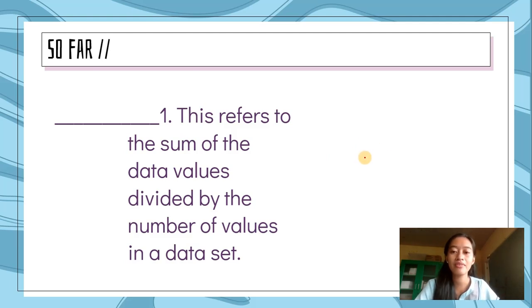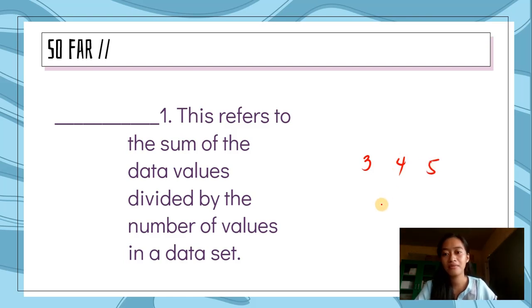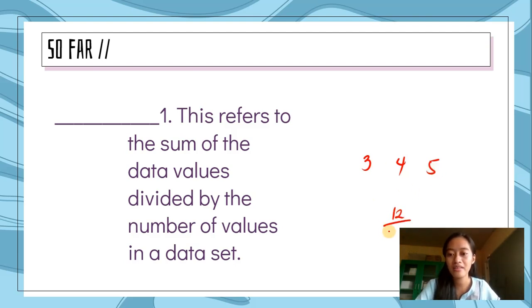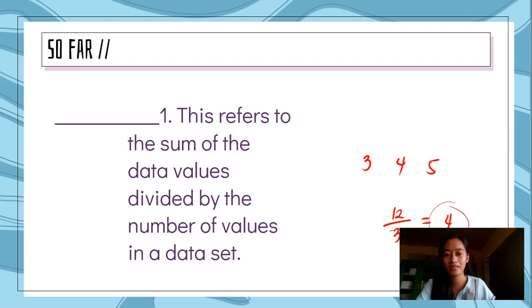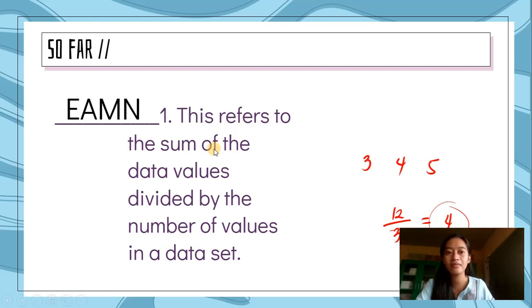For example, the data values would be, you have a 3, you have a 4, a 5, and then you add them all. 3 plus 4 is 7 plus 5, and that's 12, divided by how many they are? 3. So 12 divided by 3, that's 4. So 4 is this number that represents the middle of those 3. And for a clue, yes, right, it's the mean.